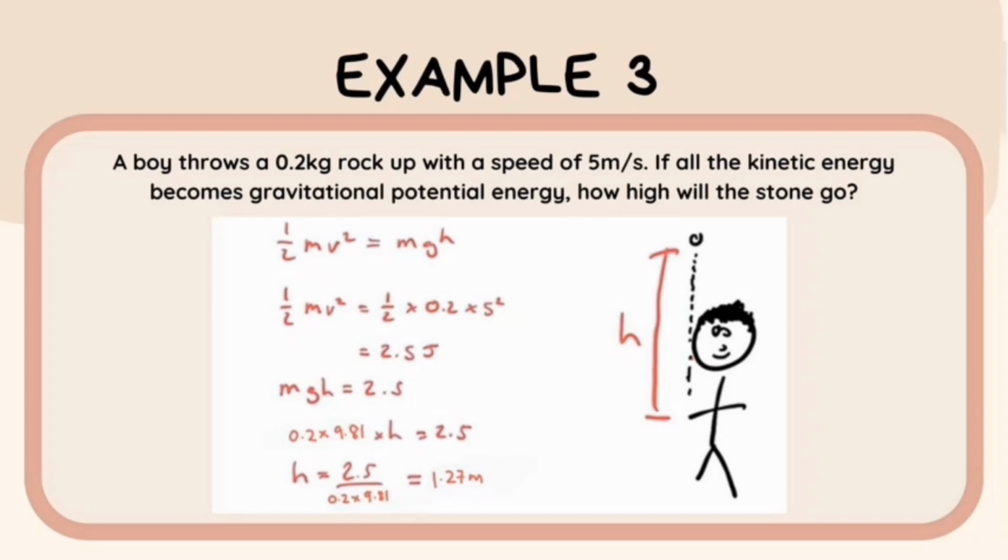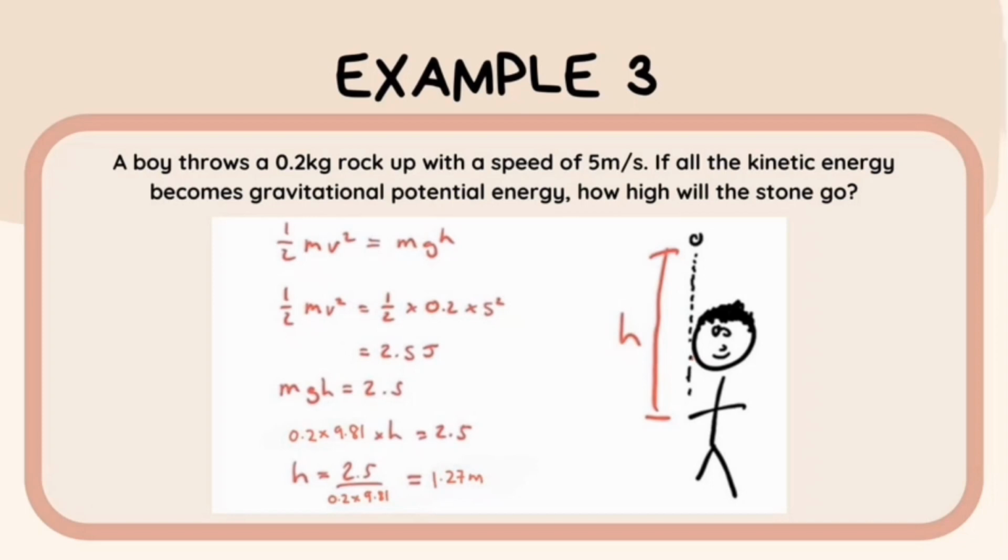So the last example for this topic, example 3, is about a boy who throws a 0.2 kilogram rock up with a speed of 5 meters per second. If all the kinetic energy becomes gravitational potential energy, how high will the stone go? So for this example, it has two different types of energy, which are kinetic energy and gravitational potential energy.